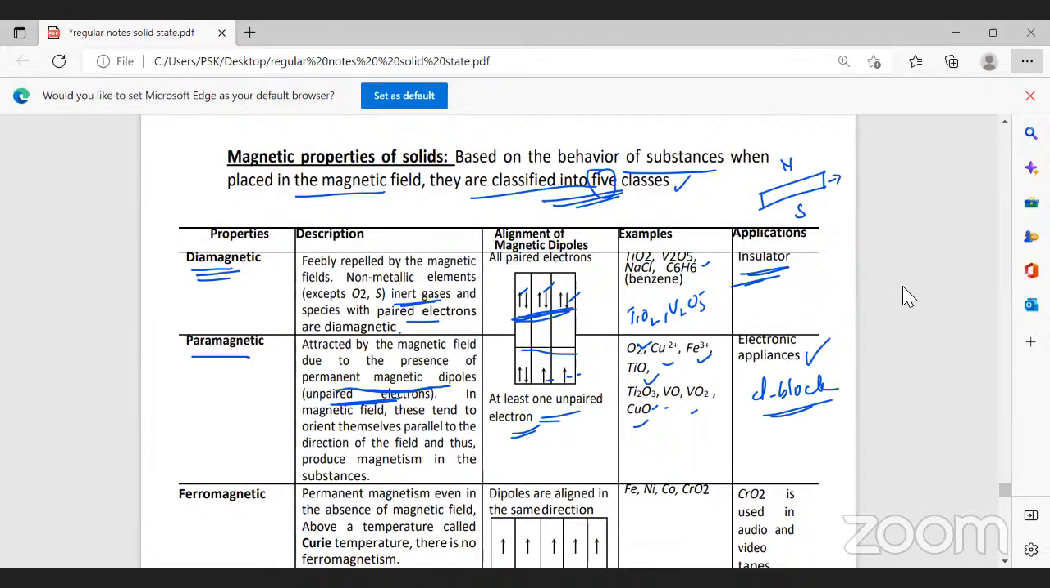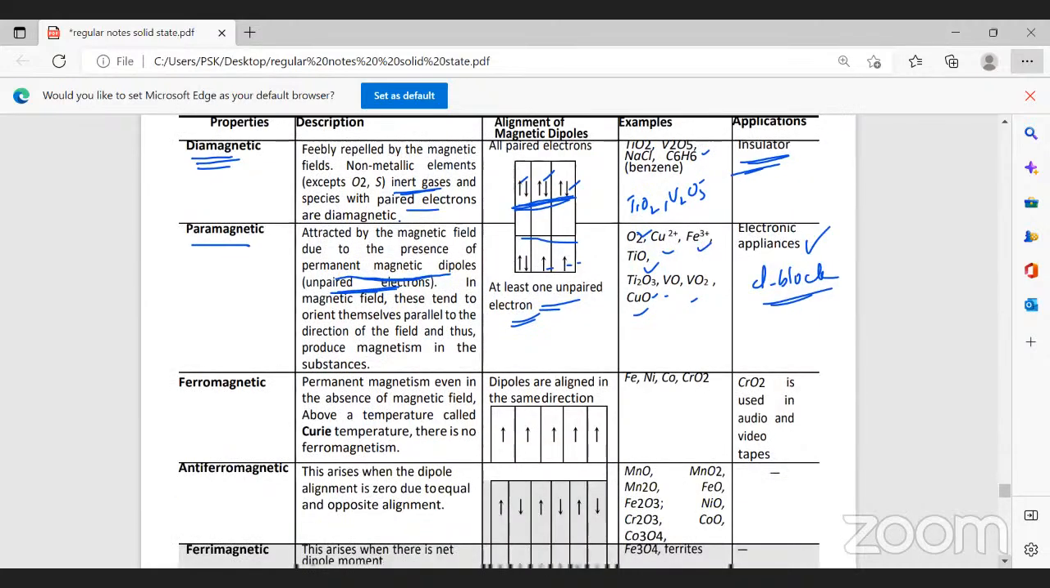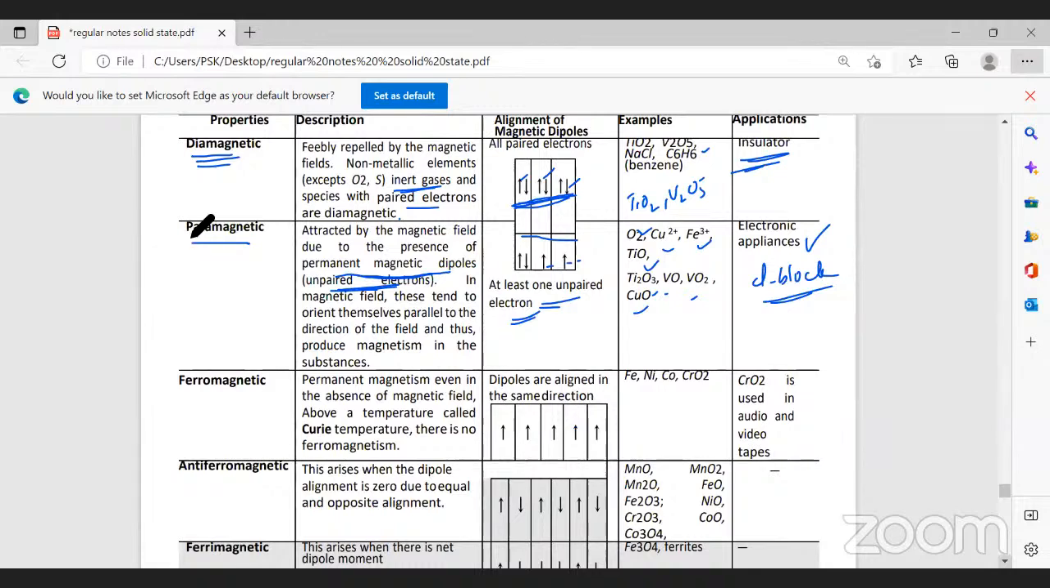Now, if a material contains unpaired electrons, minimum one unpaired electron, they will be attracted towards the magnetic field. Those kind of materials are called paramagnetic species. And there are so many examples mentioned here, and they are used as electronic appliances. The third is ferromagnetic.